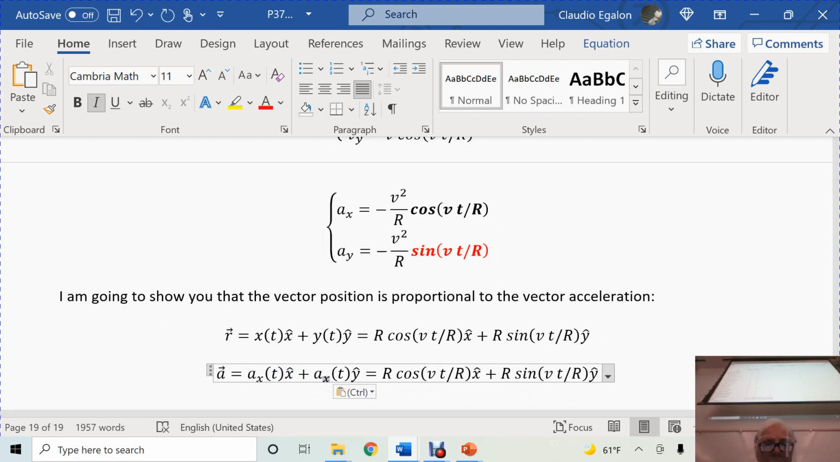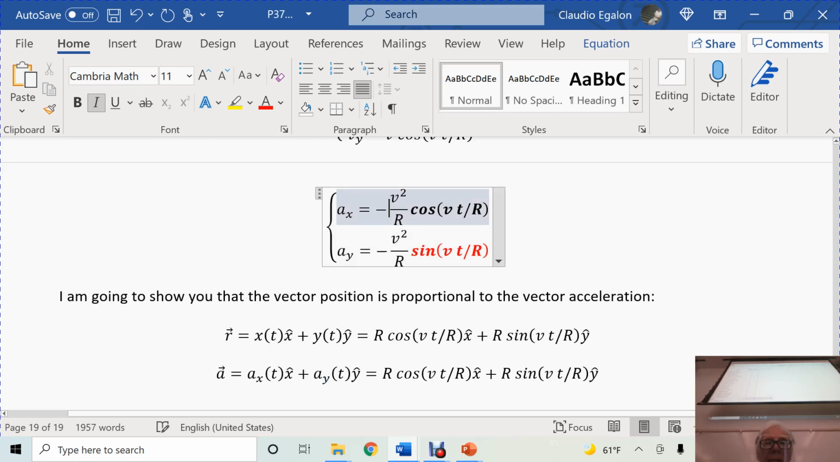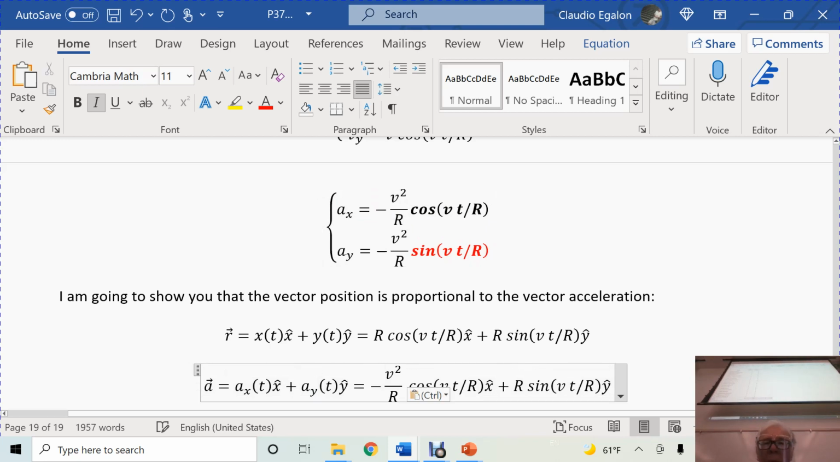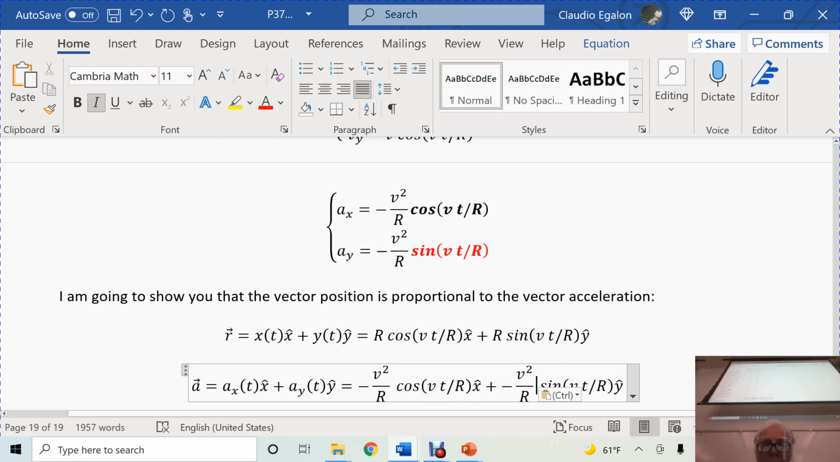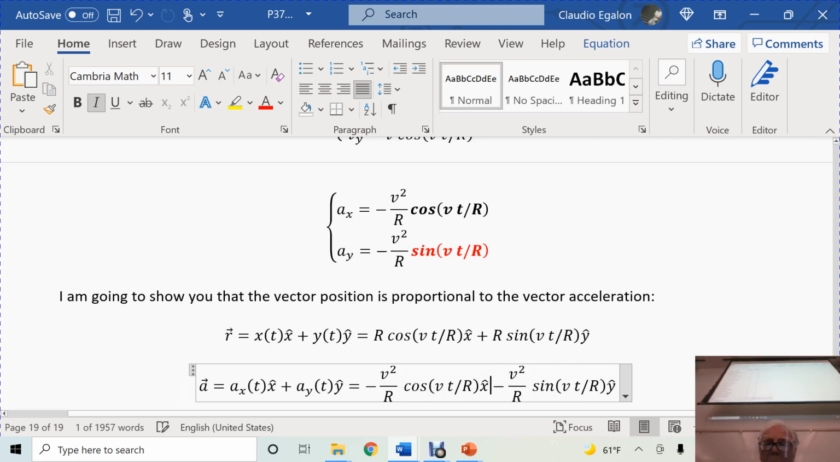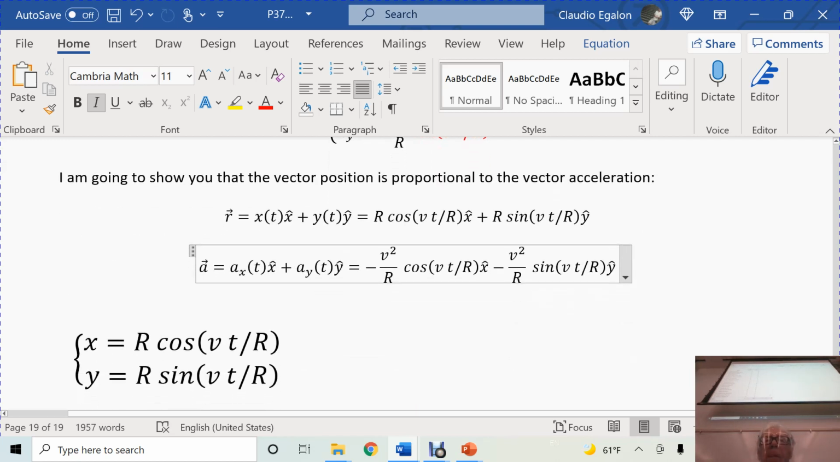a sub x, a sub y, right? A sub x, you know, is going to be minus v squared over r times cosine vt. A sub y, that's the vectorial notation now. Okay? And I'm going to do something else too. One more step here. Let's see if it fits. Maybe it will fit in the line.